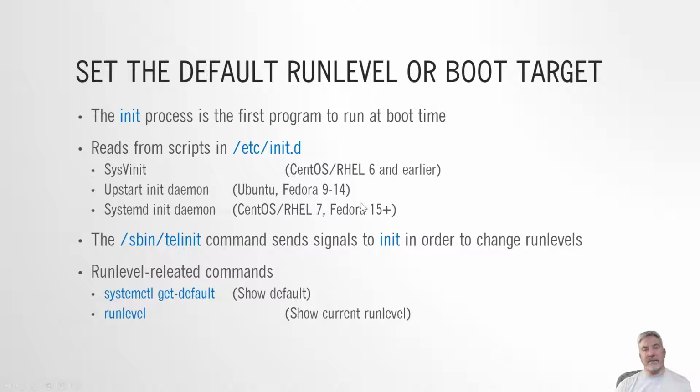Now, generally with a Unix or Linux system, there's more than one way to accomplish a task. There's not just one way to say I want to change my run level. I can do it a few different ways. I can run the init command. I can also run the telinit command. And I can run commands to show me details about my current run level if I want to make changes to that in any way.